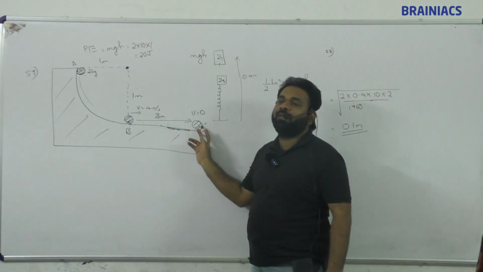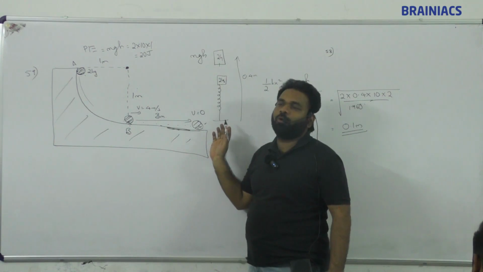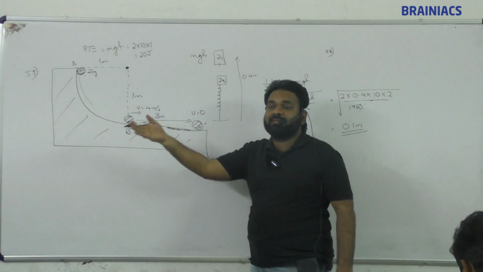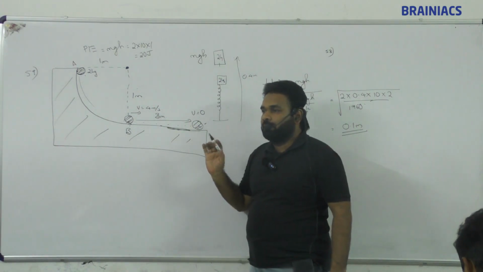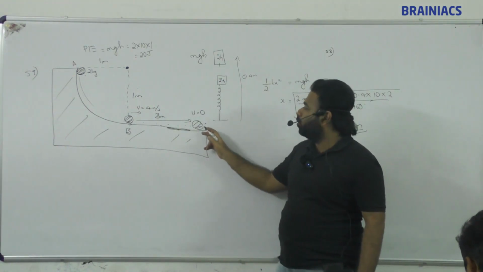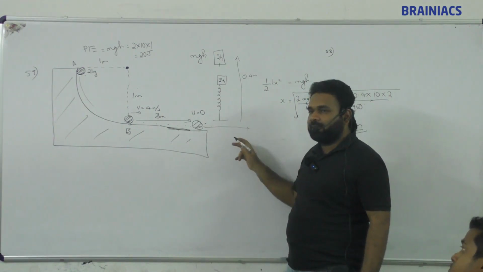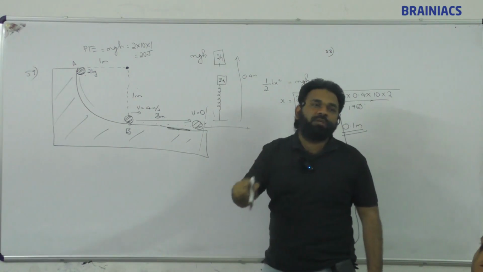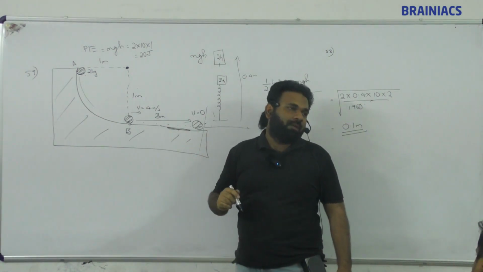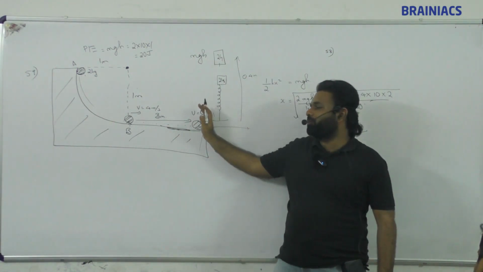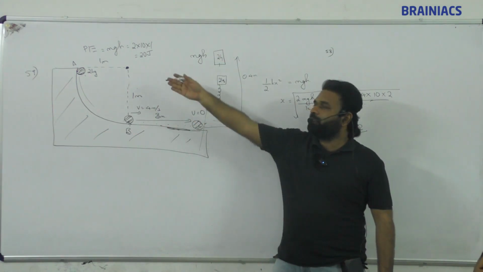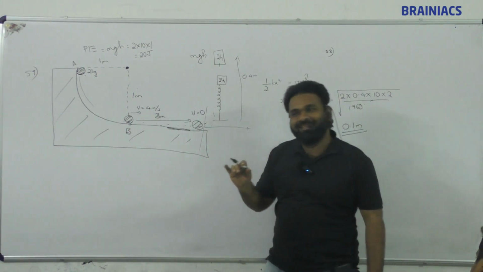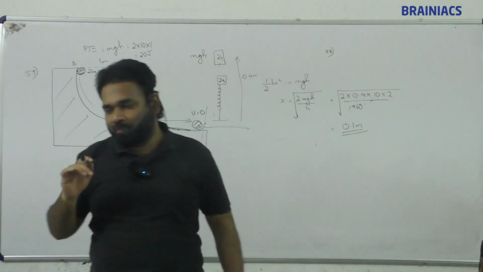If it is stopping here, we can say that. If it is not stopping here, we won't be able to comment. We will have to give mu mg into that distance. If it is continuing like that and this distance is given as 3 meter, then we will have to find mu mg into 3. Now it stopped, so the potential energy is completely converted into this. Done? Understood?